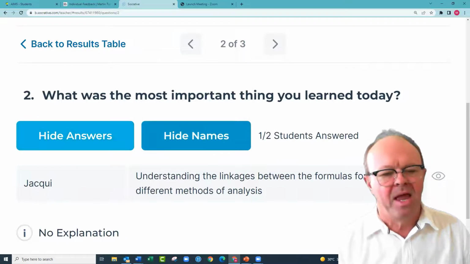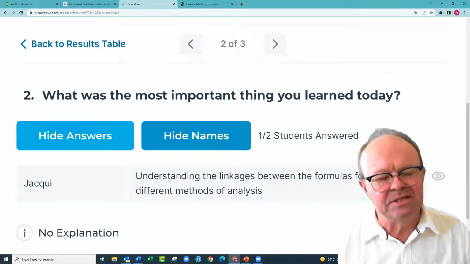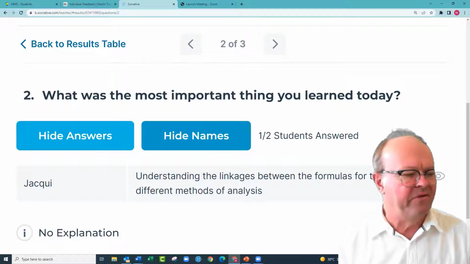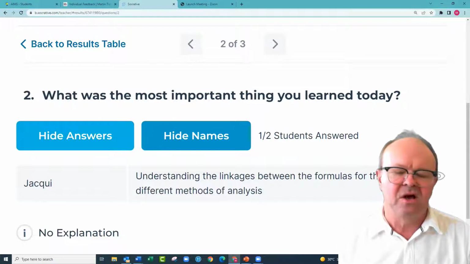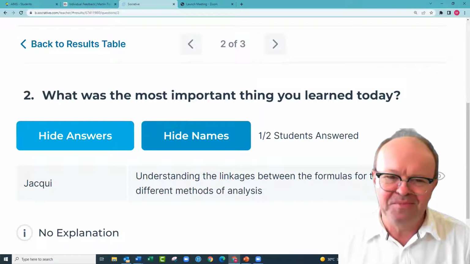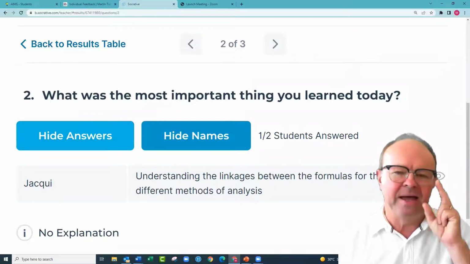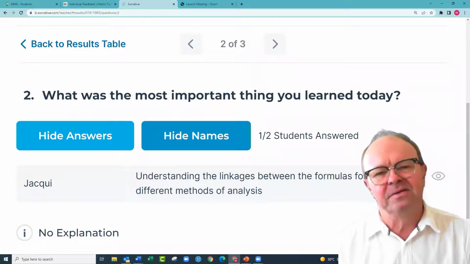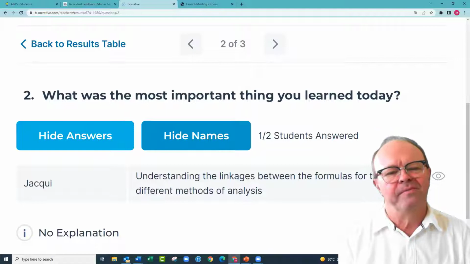Jackie, understanding the linkages between the formulas for the different methods of analysis. I know what you mean, Jackie. You're talking about, and we can explore this a little bit more.